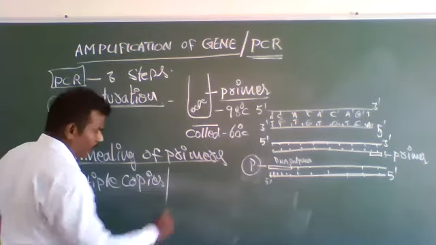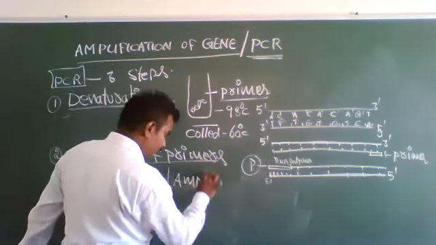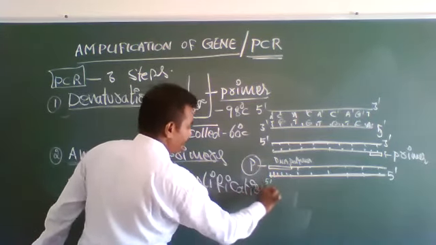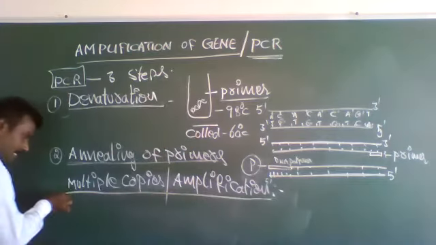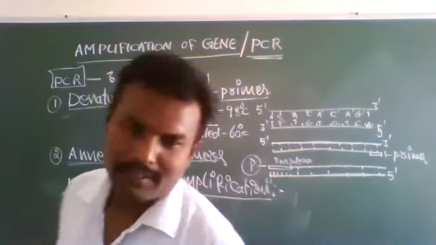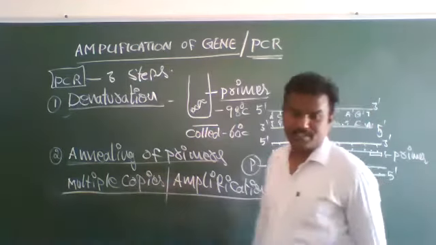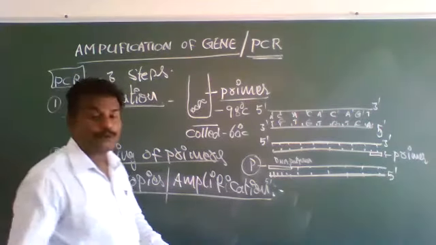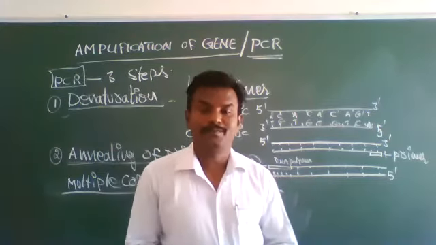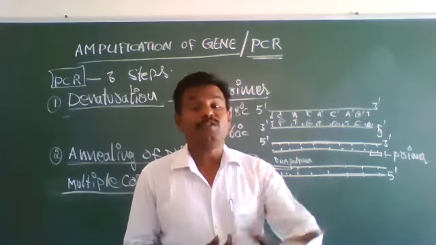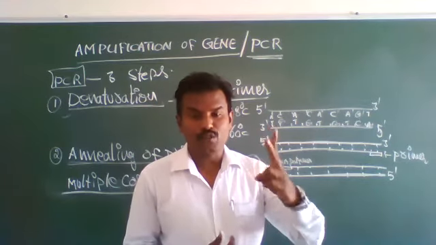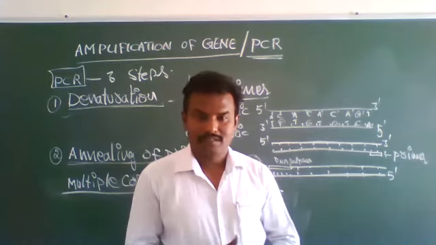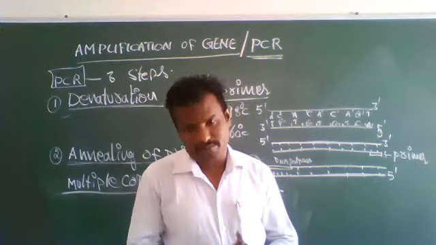Here, multiple copies are amplification. So multiple copies, nothing but amplification. Through these three steps, we can produce multiple copies. 2 DNA becomes 4, 1 becomes 2, 2 becomes 4, 4 becomes 8, 8 becomes 16, and so on. In such a way, multiple copies are formed.